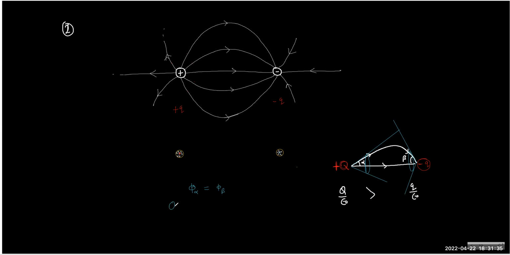Sir, I have one doubt. I don't understand how the plus Q adjusts its field line path, and how that will help in getting the minus Q. Okay, before we solve this question, let's try to understand the field lines first. That's a good question, what you're trying to understand.